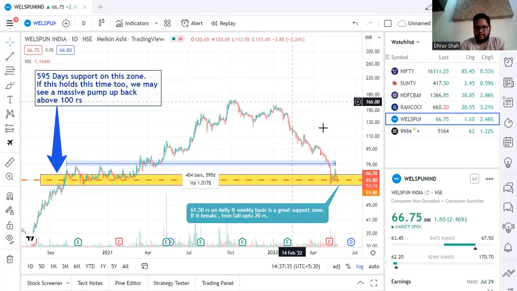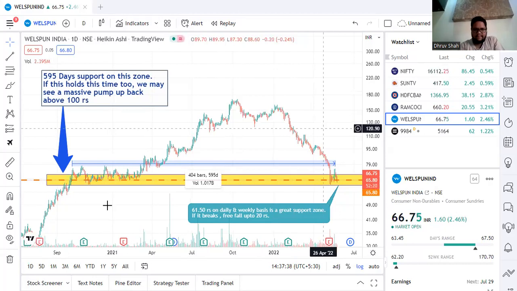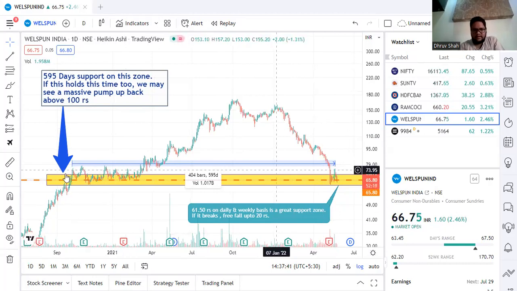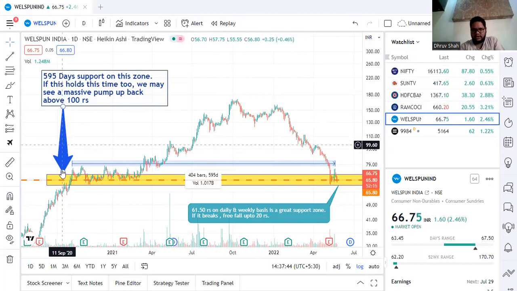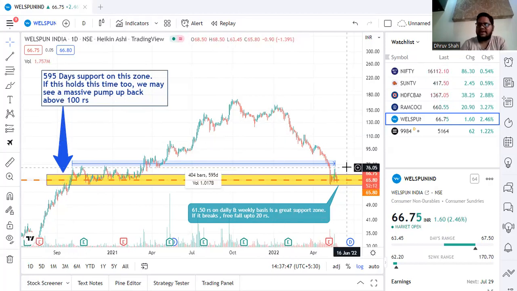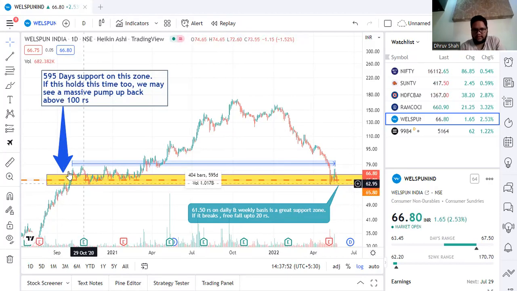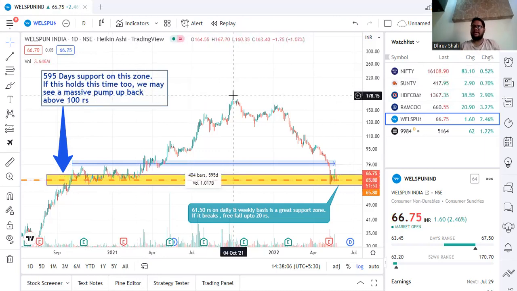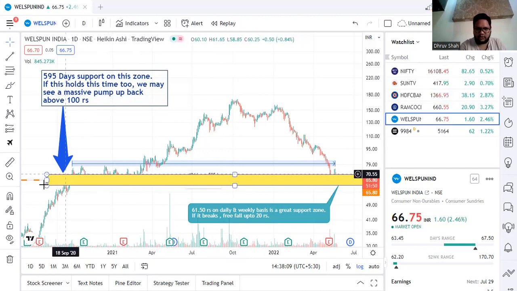So what you can see here, starting from here, the arrow which is shown here till today, it is 595 days. We can see this level was broken, tested, broken, tested, accumulation zone, broken, tested, accumulation zone, broken. So what we can see here is the company is not able to break these levels, 70 rupees on the upside and 61.5 rupees on the downside.